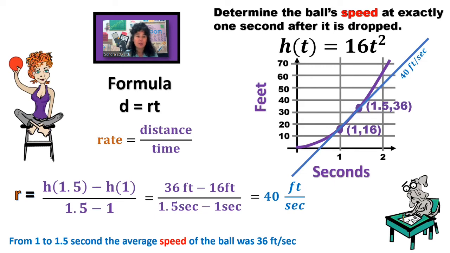Since this time interval is 1 to 1.5, and at 1 second, the ball would be going the slowest on the time interval 1 to 1.5, this average rate of change from 1 to 1.5 is going to be an overestimate. This is the same thing as saying that the average rate of change from 1 to 1.5, the average velocity, is negative 40 feet per second.